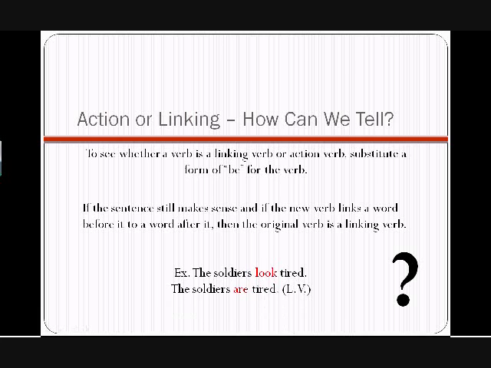Take a look at the example below. The soldiers look tired. Replacing the verb look with are gives us the soldiers are tired. The sentence still makes sense, and the meaning has not changed. Therefore, it is a linking verb.